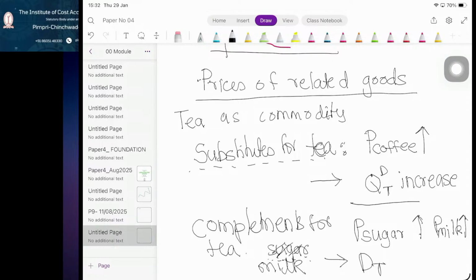Decrease. Are you all able to see this? Price of tea will decrease. Okay. Online students, will you agree with this? If the price of milk or price of sugar were to go up, demand for tea will decrease. So we can understand complements and substitutes when we study the price effects.